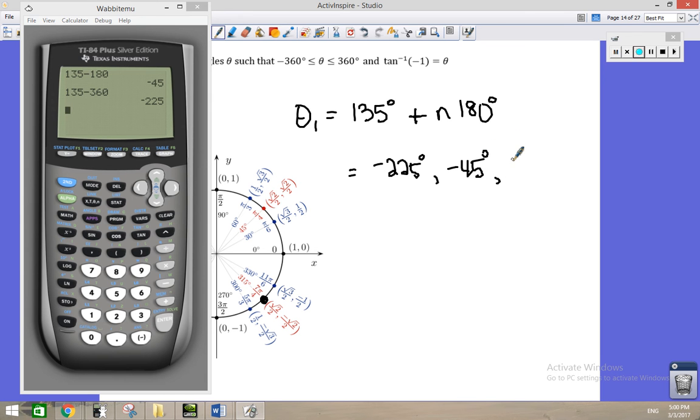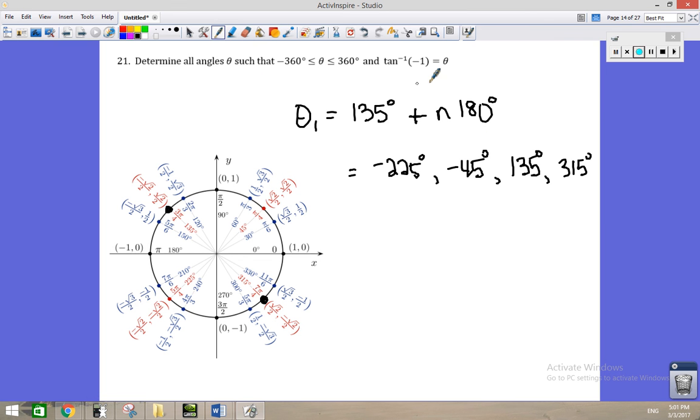Let n equal 0, and I've got 135. Let n equal 1, and I've got 135 plus 180, 315, and if we add any more to that, another 180 will be above 360. So of the infinitely many solutions that satisfy this equation, there's 4 that are between negative 360 degrees and positive 360 degrees, and we found them right here.